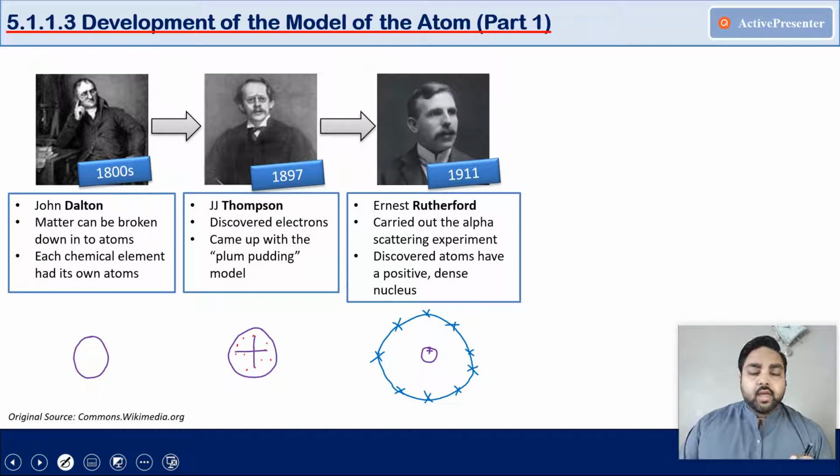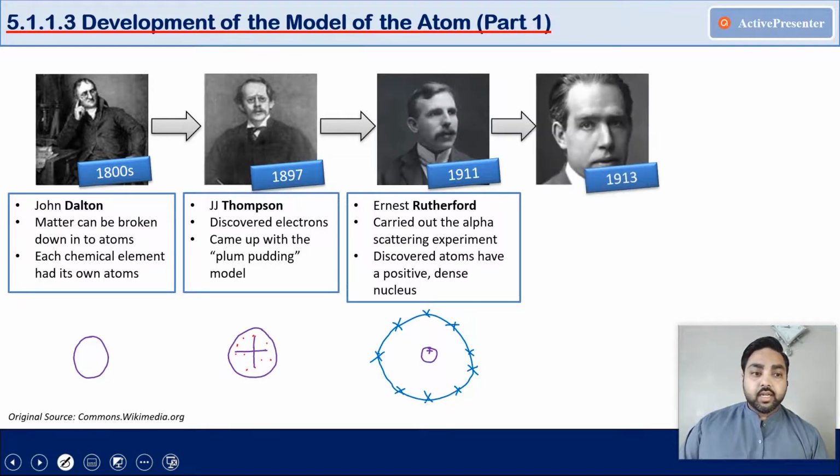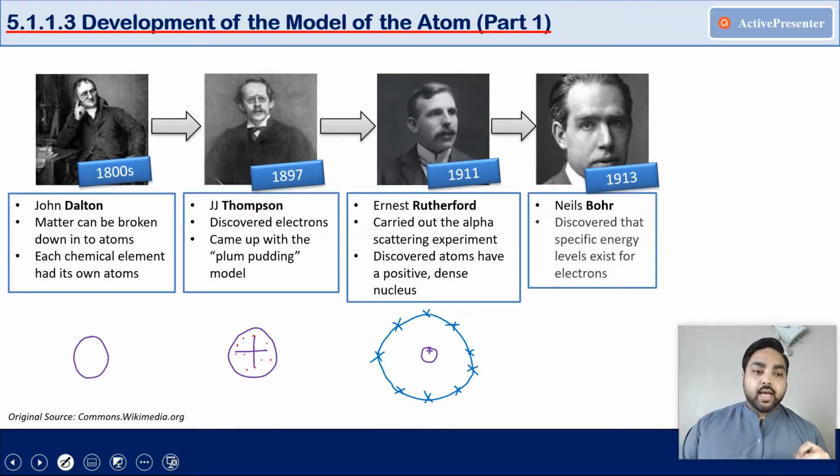That was the point. In Rutherford's model, he didn't come up with the energy levels. He just came up with the idea that the nucleus was positive, it was dense, and it was in the middle of the atom, and the electrons were around the outside. It wasn't until 1913, a couple of years later, when Niels Bohr was doing experiments with hydrogen, and he discovered that electrons move around at specific energy levels, right? Specific shells. So again, the model of the atom was changed.